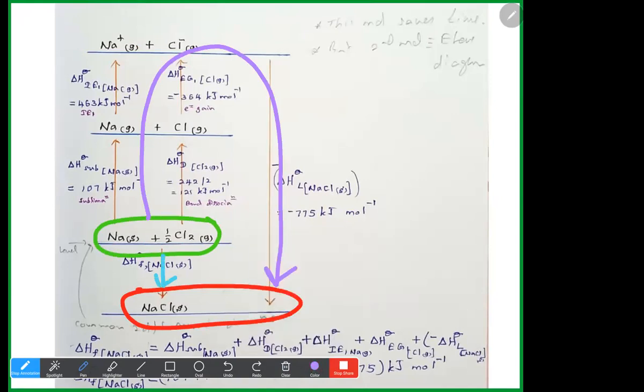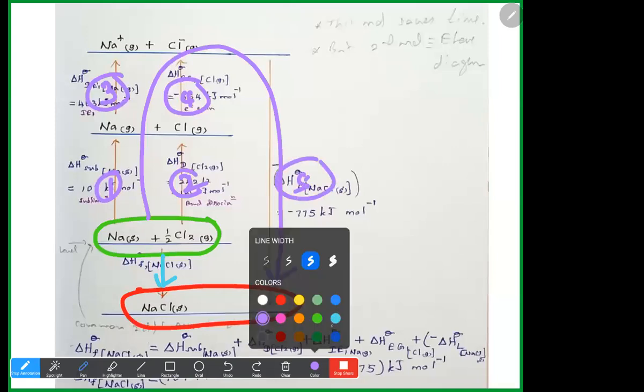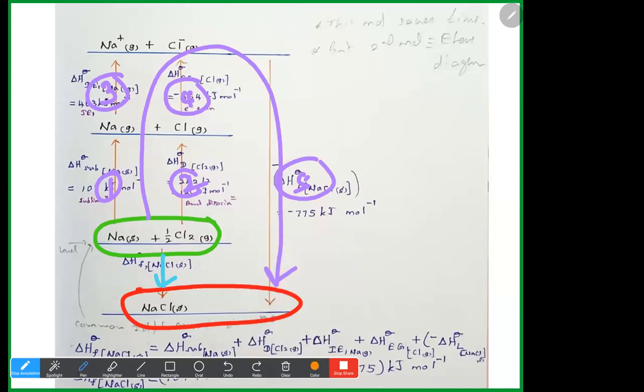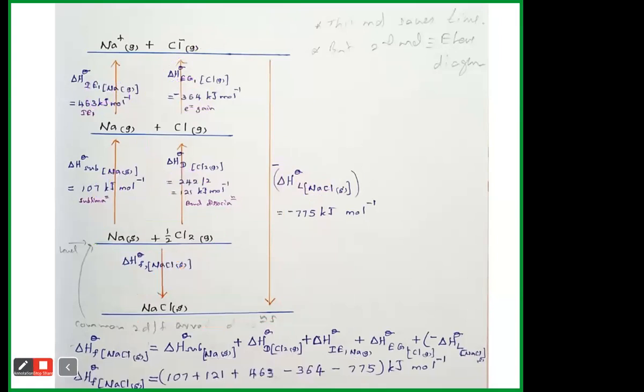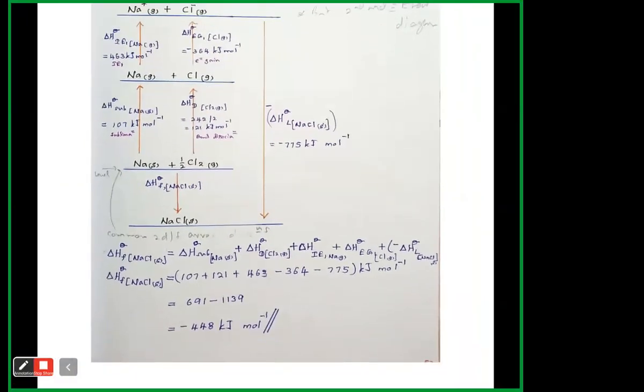Purple path, how many do we have? 1, sublimation, 2, dissociation, 3, ionization, 4, electron gain, and 5, lattice. The other way around, we have only one single data, that is the formation, number 1. So we can say orange number 1 equals purple 1, 2, 3, 4, 5. Just do the substitution, get the answer.